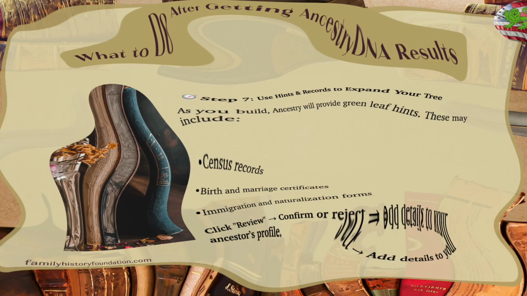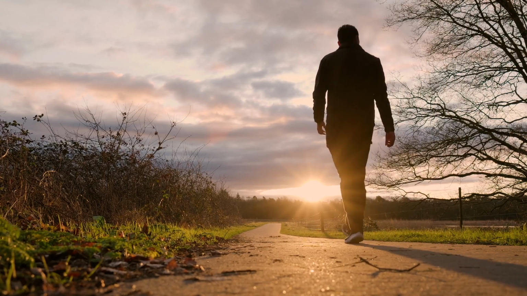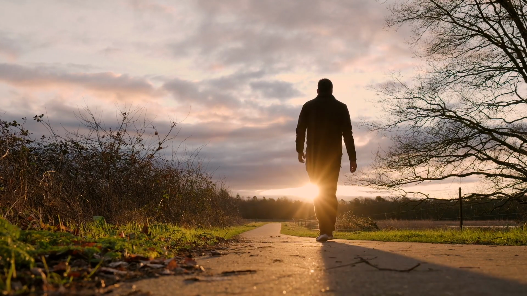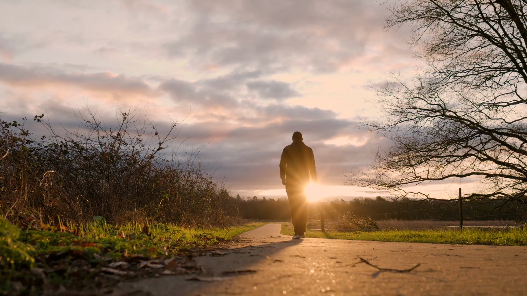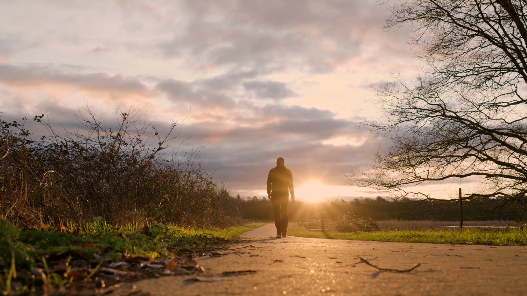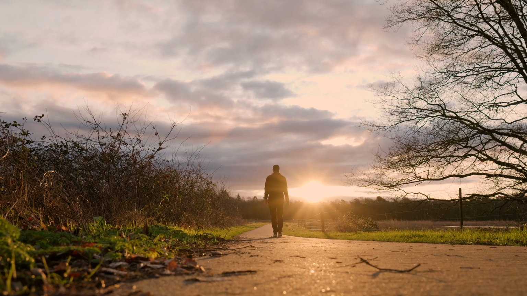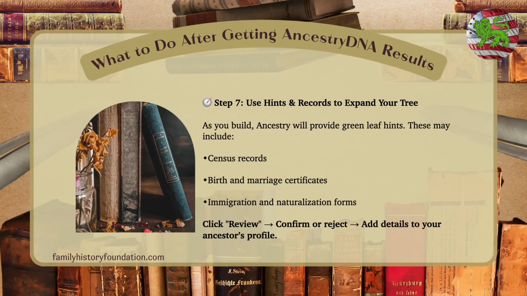Ancestry is like, imagine walking through a garden path and every brick is just laid right in front of you as you're walking. It's just like it's building it out for you as you're moving. So it'll tell you things like census records, birth and marriage certificates, immigration and naturalization forms. You can click review and you can confirm or reject anything that you want. You can put it on layaway and say, well, I'll get back to this, okay? And you can start building from there.